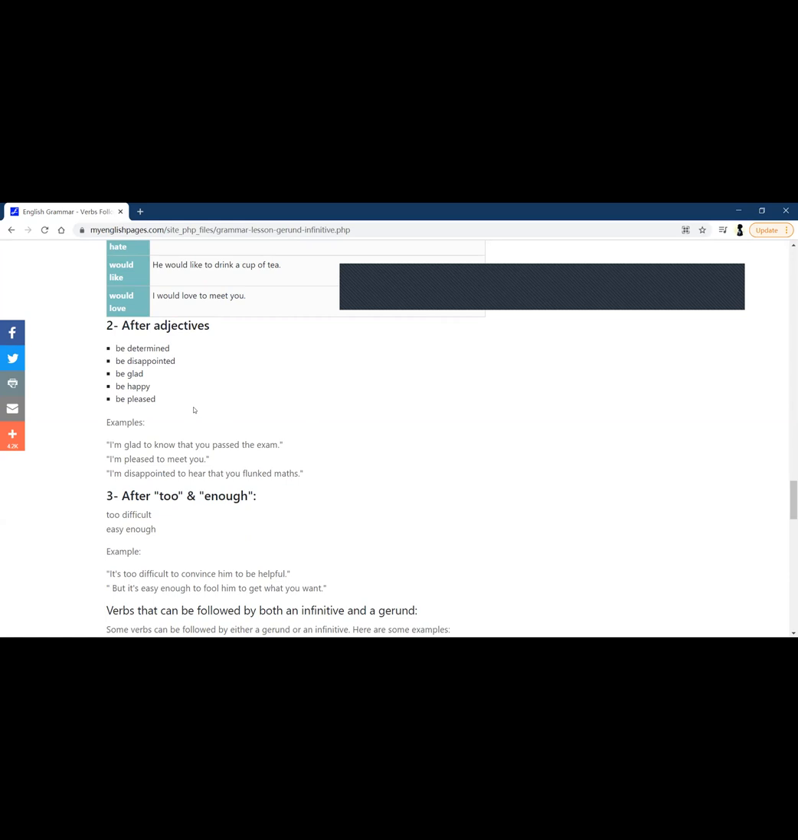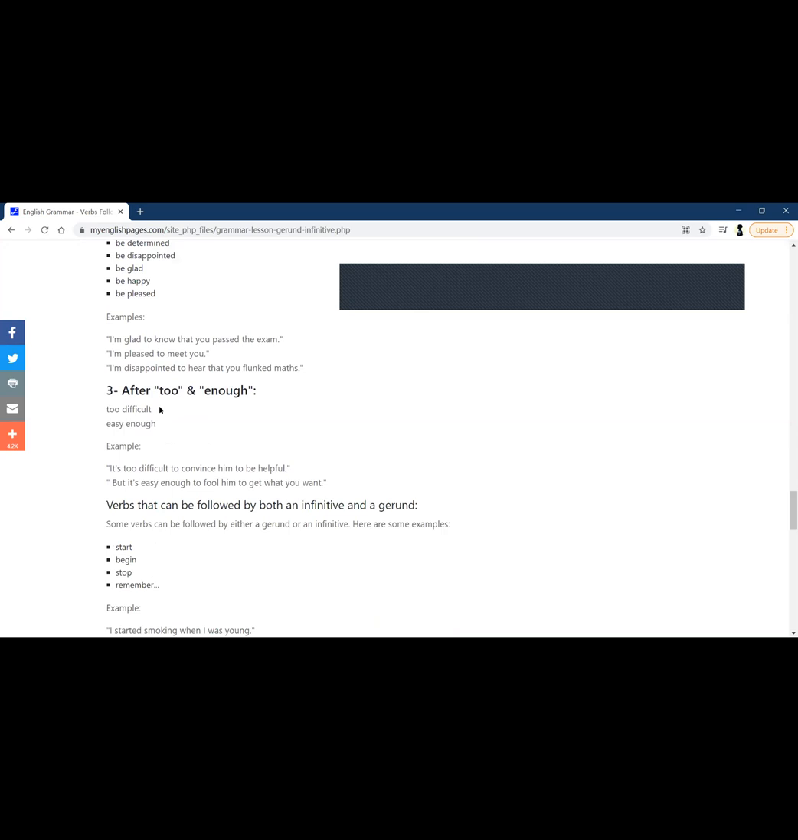Be disappointed to do something. Be glad to do something. Be happy to do something. Be pleased to do something. And pleased is almost the same as happy. Like I'm glad to know that you passed the exam. I'm pleased to meet you. I'm disappointed to hear that you flunked math. So for example, I'm pleased to meet you, which means I can meet you, and it was pleasant.